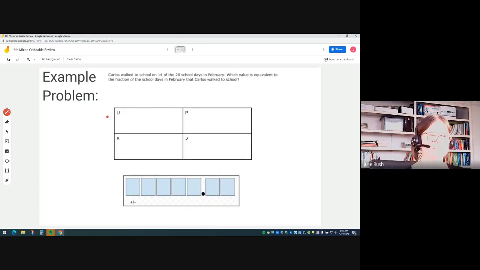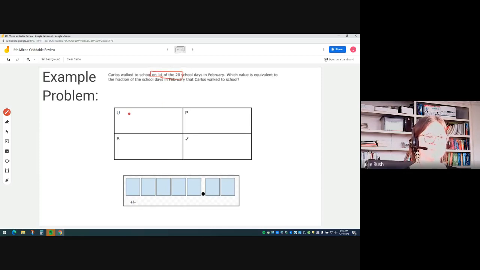All right, let's look and see what this problem is asking. It says Carlos walked to school on 14 of the 20 days of school in February. Let me read that again. Carlos walked to school on 14 of the 20 school days in February. Which value is equivalent to the fraction of school days in February that Carlos walked? So they've given this in a very easy way, 14 of the 20, right?